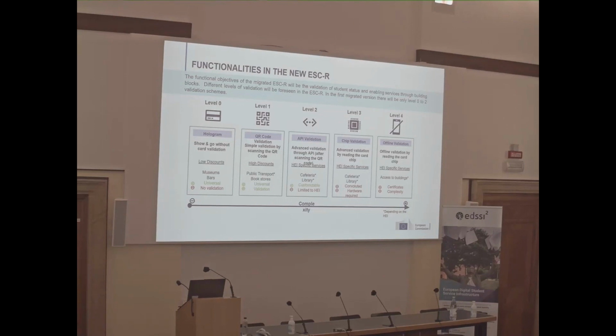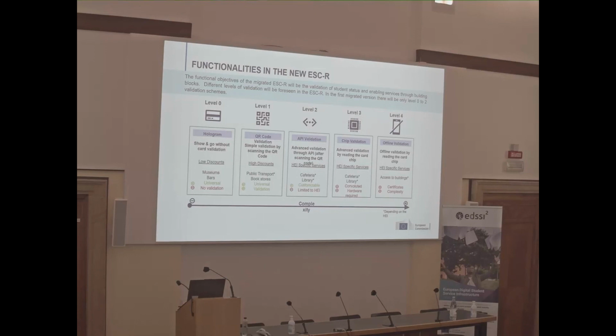And now this is where things get even more abstract. Level three and level four is to have the chip in the card standardized so that it includes the same information. And level four, to even do this offline using cryptography so that we can use this to open doors that may not be connected to the internet and so on. Because the complexity increases the higher we get, for now we are focusing on level 0 to level 2, so the first 3 that are easy to implement.